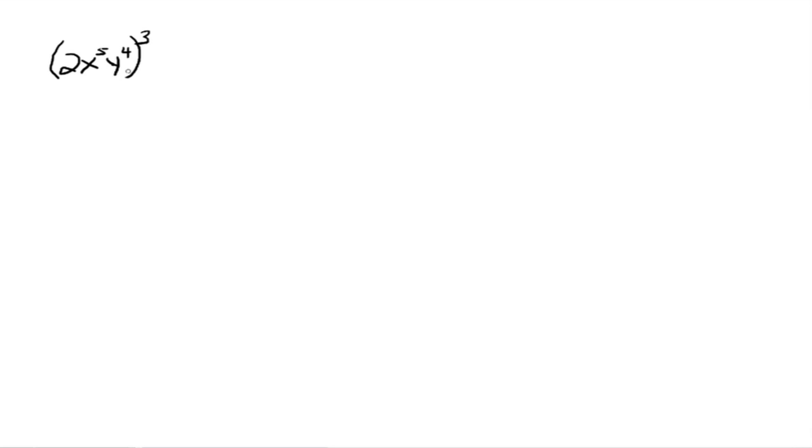This is also just one thing inside the parentheses here. That's all multiplication: 2 times x to the 5th times y to the 4th. This is a product. Each one of these pieces, the 2, the x to the 5th, and the y to the 4th, are called the factors of this particular product.